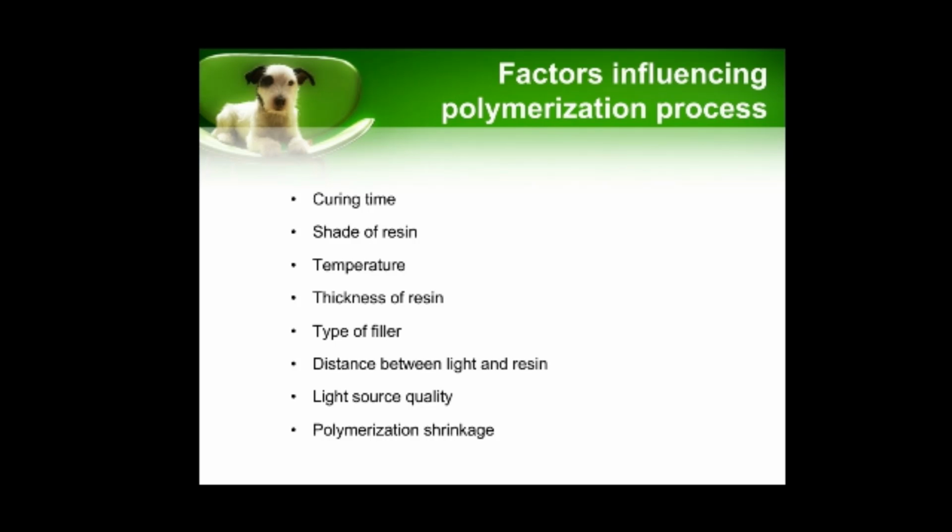So the distance between the light and the resin should be less than 1 mm when the light is positioned 90 degrees from the composite surface, and the wavelength for the source of light should be 400 to 500 nanometer, and the polymerization shrinkage depends upon the amount of the organic phase.